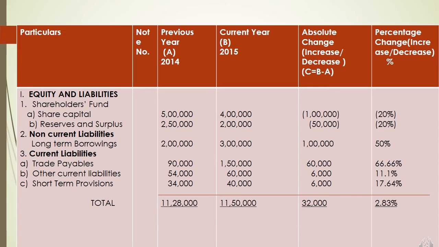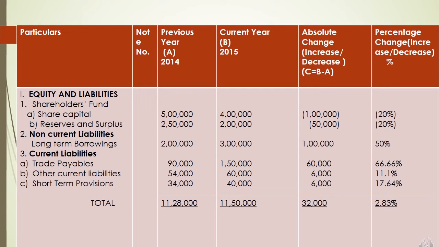Like that, the reserves and surplus, in the previous year it was 2,50,000, current year it is 2 lakh. Again a 50,000 is reduced. So 50,000 by 2,50,000 into 100 gives 20%. And about the long-term borrowings, in the previous year it was 2 lakh and the current year it is 3 lakhs, an increase of 1 lakh. So 1 lakh divided by 2 lakh into 100 gives 50%.